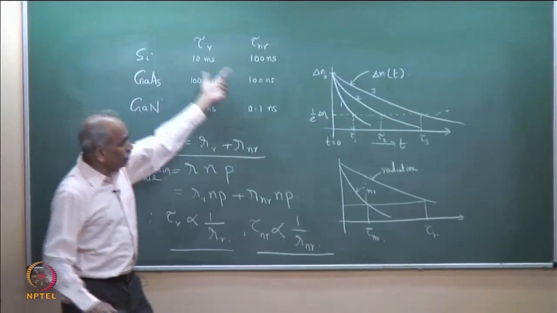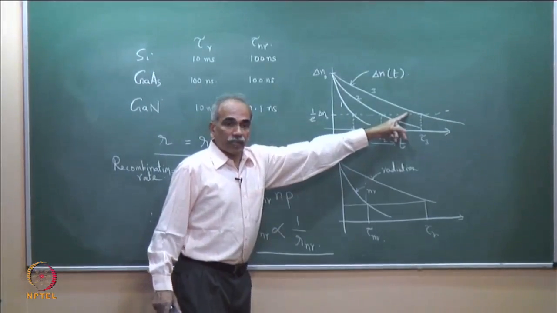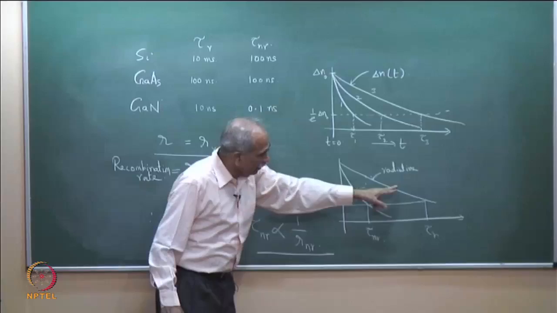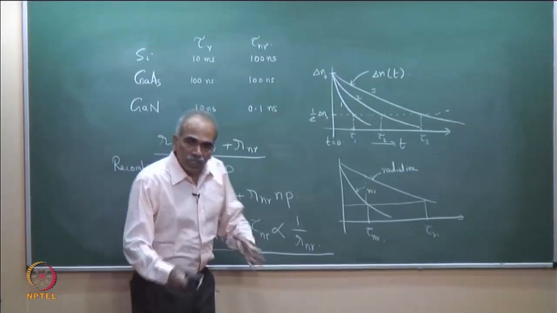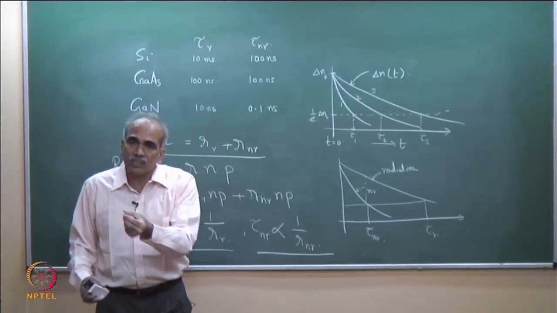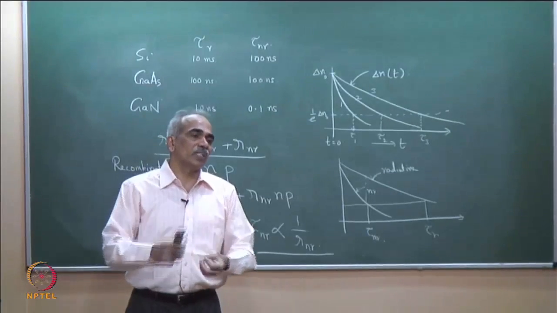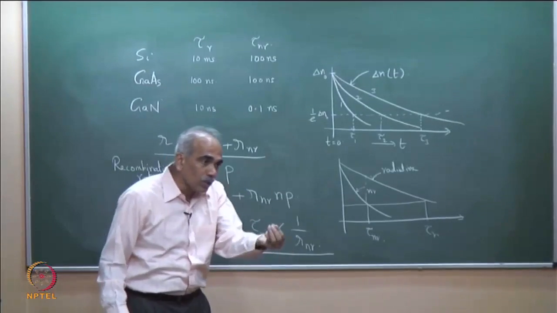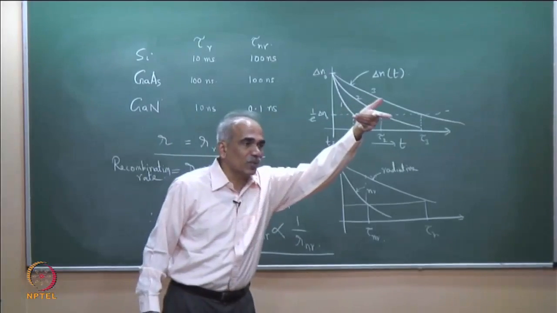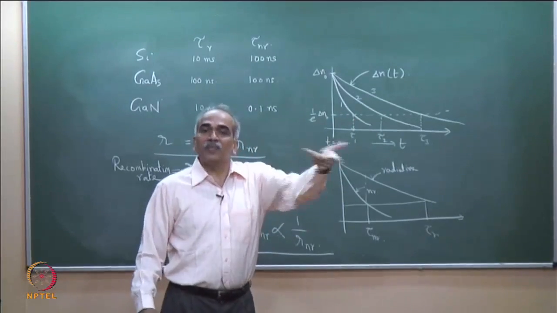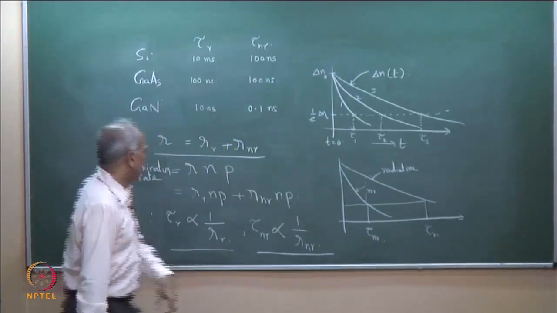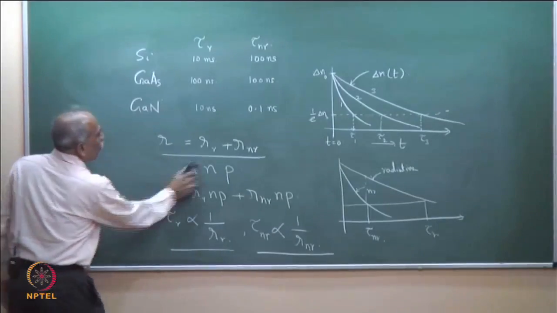Do you follow the importance of the lifetime? One is non-radiative, another is radiative. Whichever lifetime is short, that is the recombination which takes place very fast, because small lifetime means large rate constant, they are inverse. So the rate constant is very large for that. Now, why did I discuss all of this?